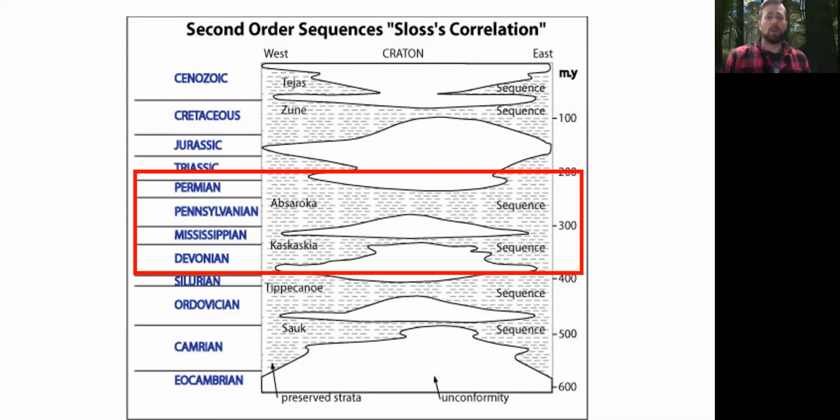And at this point, well, the Absaroka is kind of weird. It looks like sea level's high. It's a very thick sequence, but that also includes desert deposits, so the complete opposite of high sea levels. So we have a very thick Absaroka sequence, but not much of that is actually marine deposit.